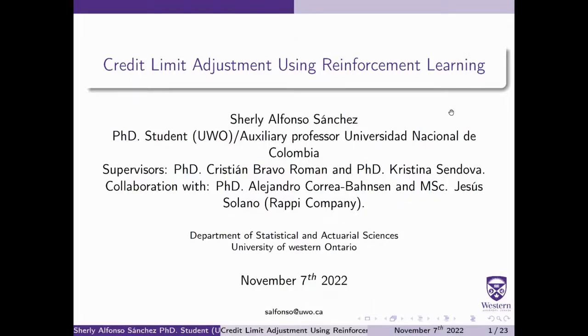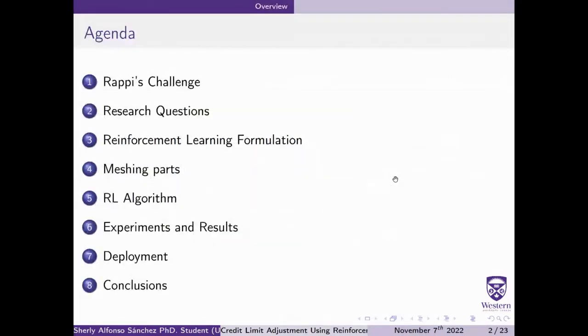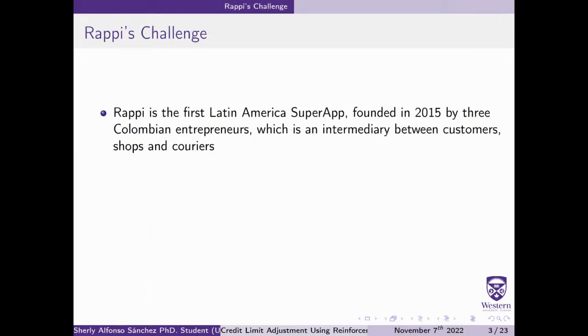This is work that has been done during my PhD and supervised by Christian Bravo Roman and Dr. Christian Sendova, also with the collaboration of Rappi company. During this talk, I am first going to give an overall view of the data provider company, and then follow with the research questions and how this problem was formulated as a reinforcement learning problem. Finally, I'm going to show you some experiments and the final results that we have obtained, and I'm going to conclude with the deployment and some final ideas.